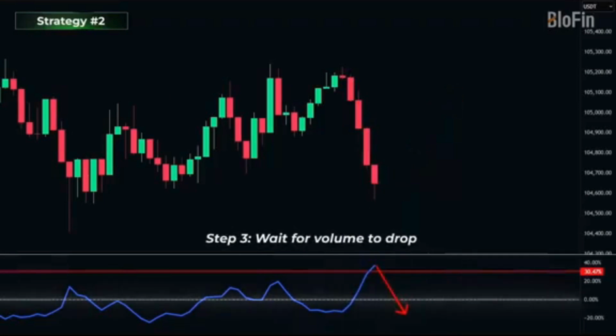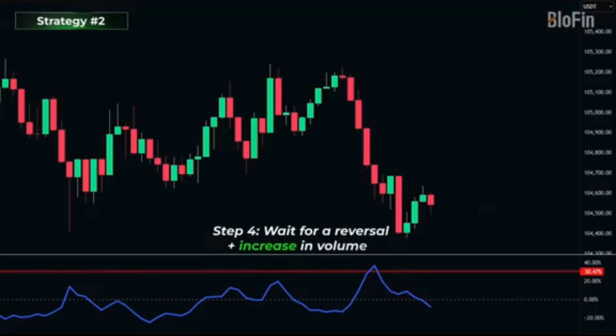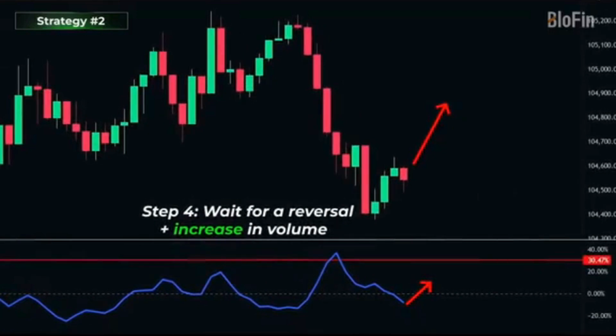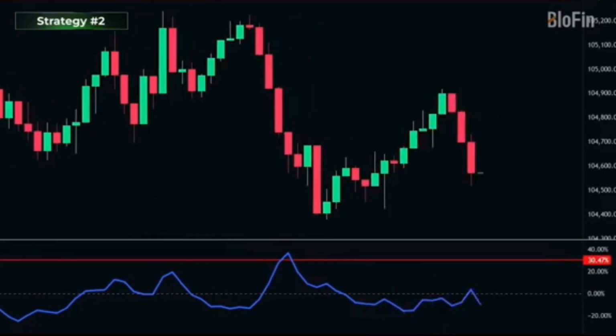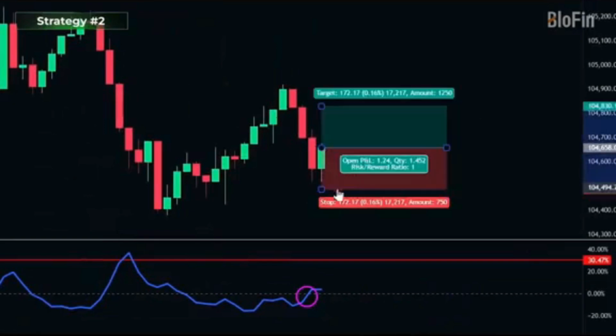Wait for the volume to drop below the middle line. This confirms to us that the downtrend is losing strength and that a reversal is likely coming soon. Step 4. We want to wait for price to start forming a reversal while the volume crosses back above the middle line. The logic for this is simple. We want to confirm that the reversal is actually backed by rising volume, because if that potential uptrend isn't supported by increased volume, it means the move is weak and most likely won't last. Once the trend reversal is confirmed with high volume, that's when we enter a buy position.